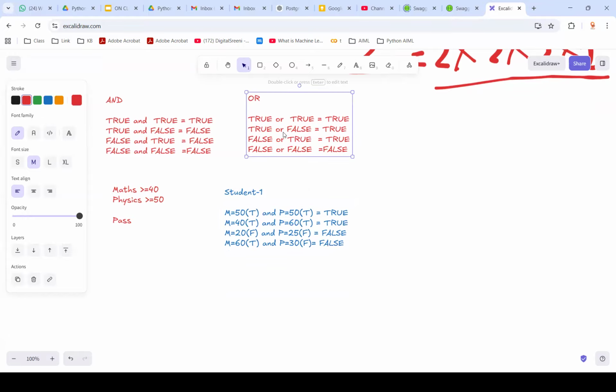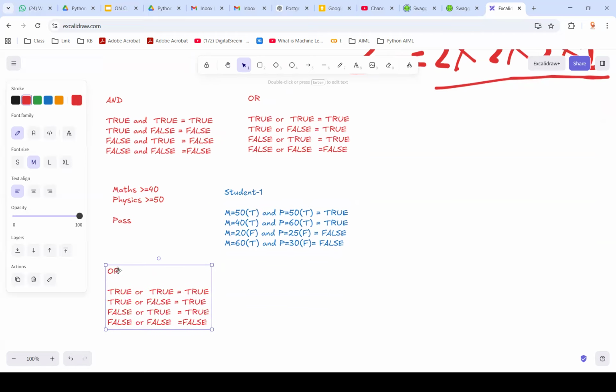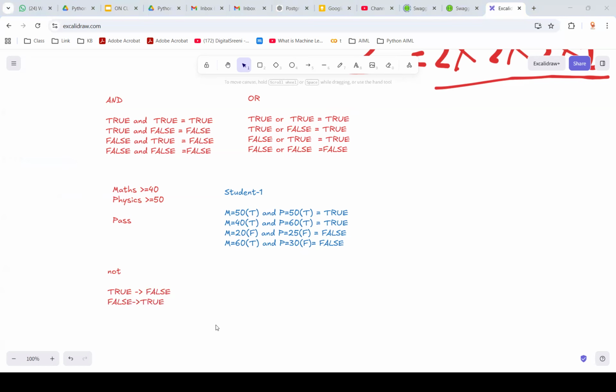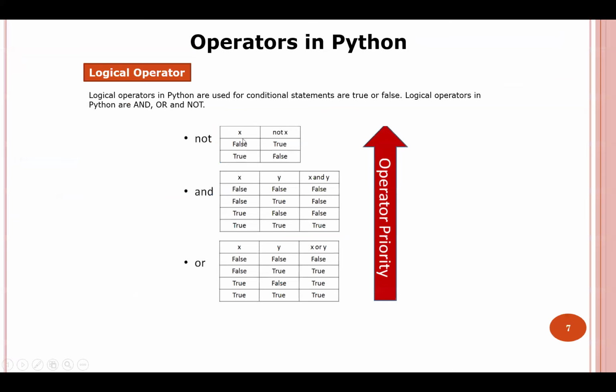After that we have one more, that is the not. Not is very simple. Not is basically, if we have true, what is the opposite of true? False. If we have false, what is the opposite of false? True. That's all. So here, if you see X, not X: false, true; true, false. And the other is for and, or. So I believe you understood.